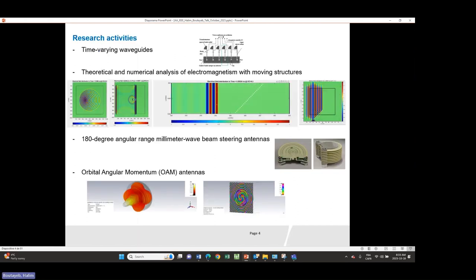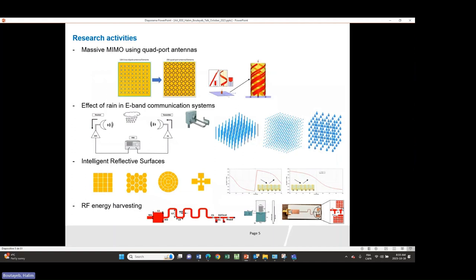These are the research activities we are working on. This is some examples, it's not all of them. We are working on time-varying waveguides, the theoretical and numerical analysis of electromagnetism with moving structures, 180 degree angular range millimeter wave beam steering antennas, orbital angular momentum antennas. We are also working on massive MIMO using quad port antennas, the effect of rain in E-band communication systems, intelligent reflective surfaces, and also RF energy harvesting.